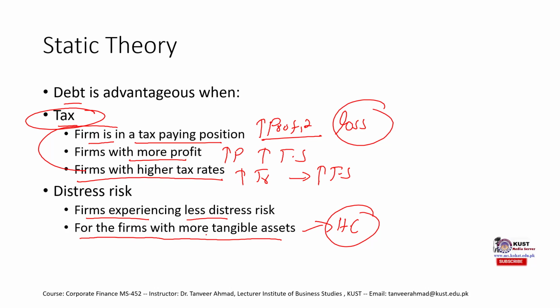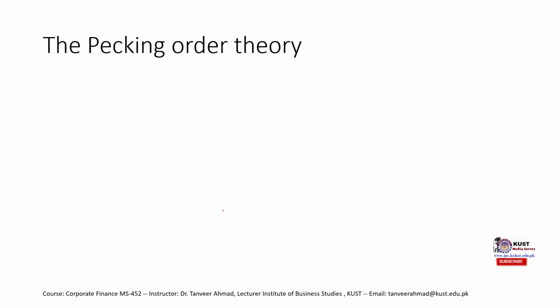And why is this necessary? Why is this important? It is because if the firm enters into cash flow problems, then what the firm can do is liquidate those tangible assets and repay the debt or the interest liability. But if there are less tangible assets, then the firm would not have that opportunity to exploit. So that would be advantageous for firms with less distress risk and firms with more tangible assets. So this brings us to our last theory, the pecking order theory.